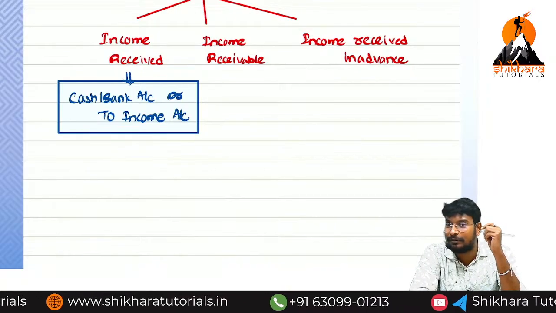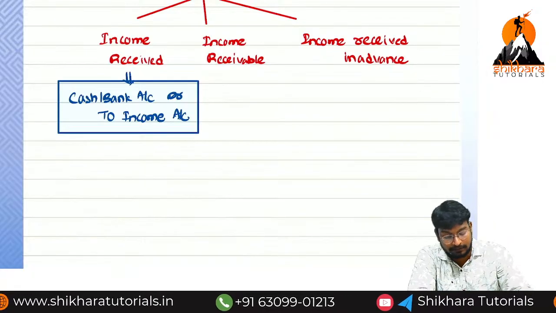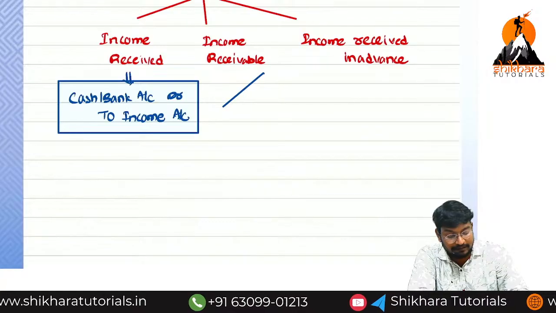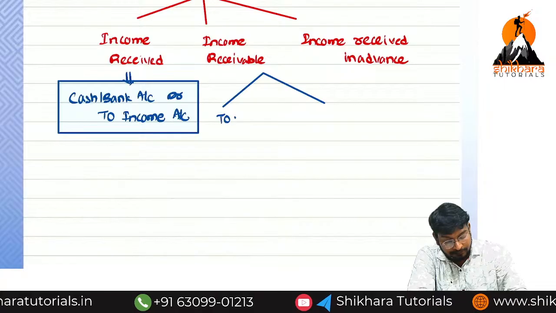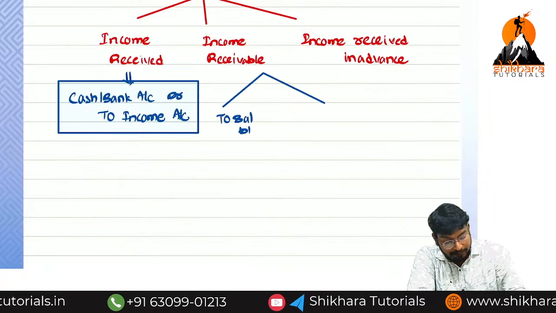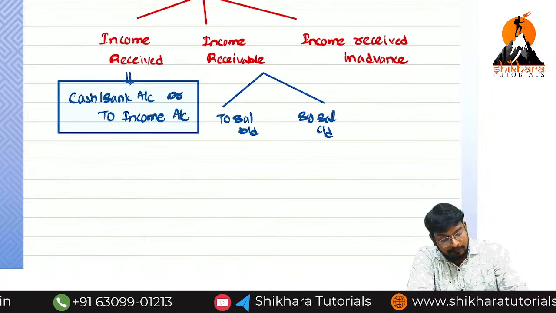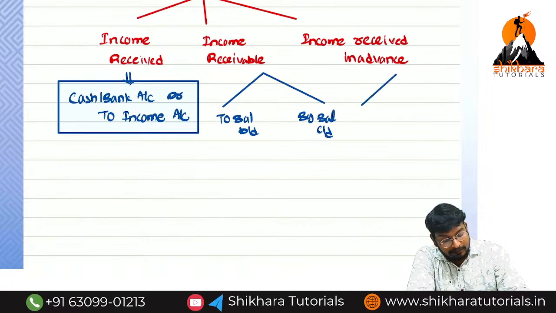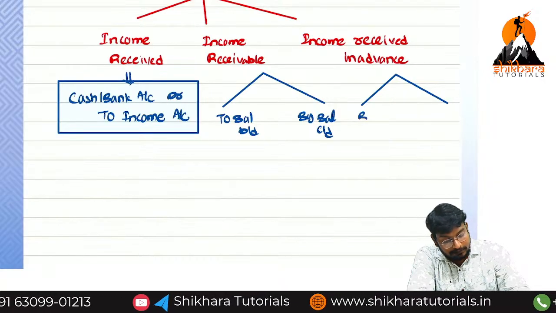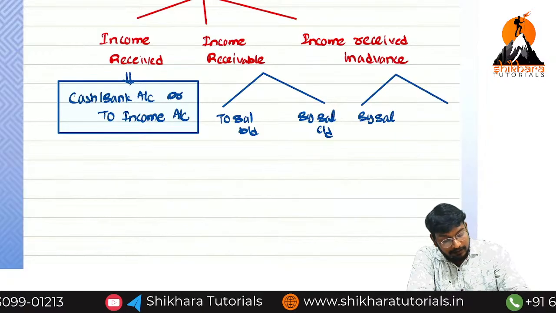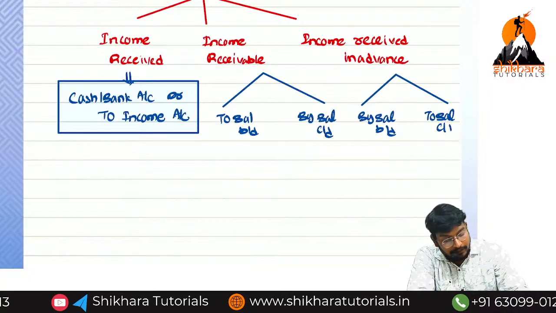For income receivable, what do we have? Opening balance and closing balance. Income receivable means asset or liability? Asset. Opening balance means to balance brought down, by balance carried on. And income received in advance, asset or liability? Liability. Okay, cool. By balance brought down, to balance carried on.